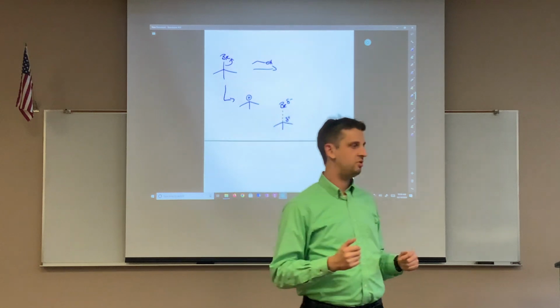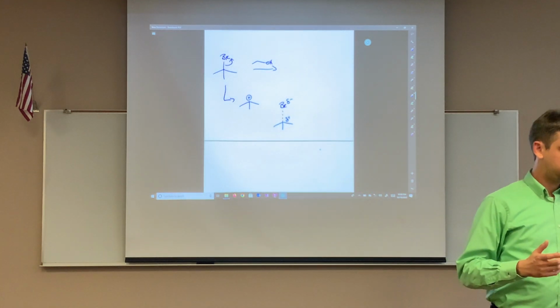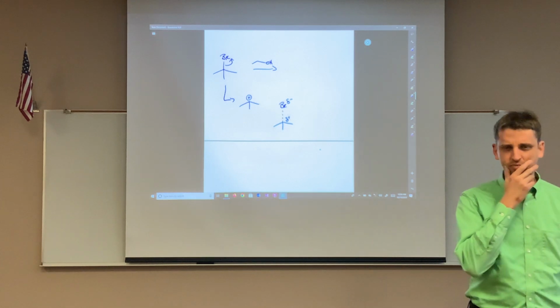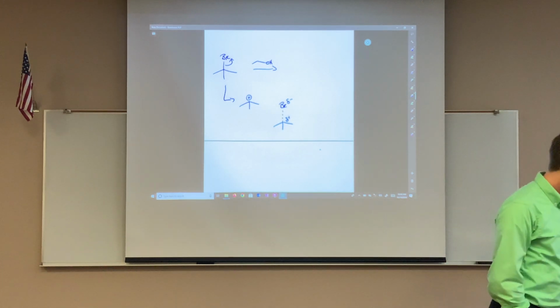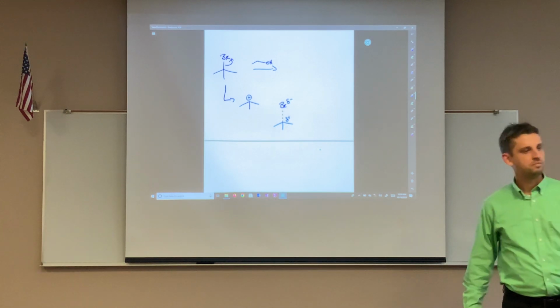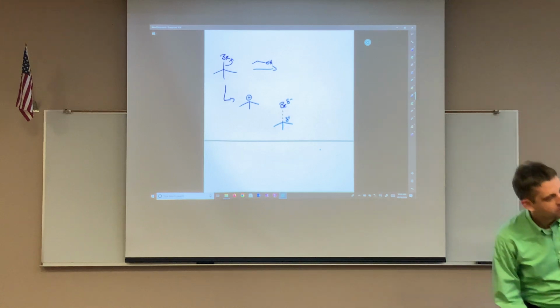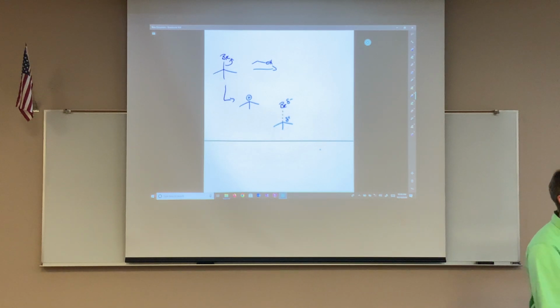So, follow-up question, who cares? So what? This is my rate determining step, right? The solvent has to affect this in some way. You have to make it easier for this to happen.